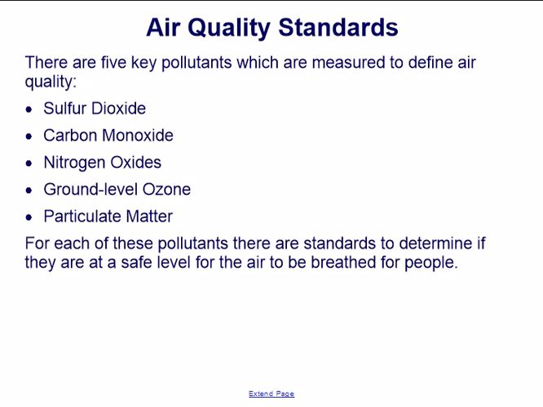Air quality standard. There are 5 key pollutants which are measured to define air quality: sulfur dioxide, carbon monoxide, nitrogen oxides, ground level ozone, and particulate matter. For each of these pollutants, there are standards to determine if they are at a safe level for the air to be breathed for people.